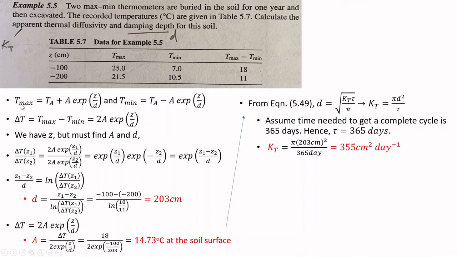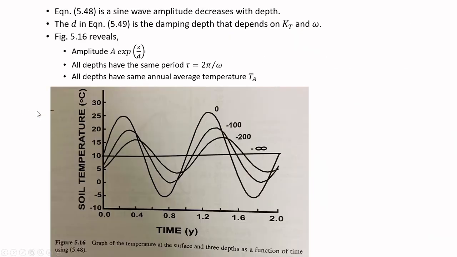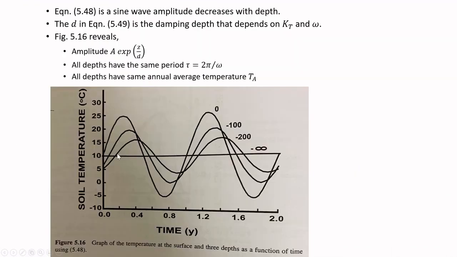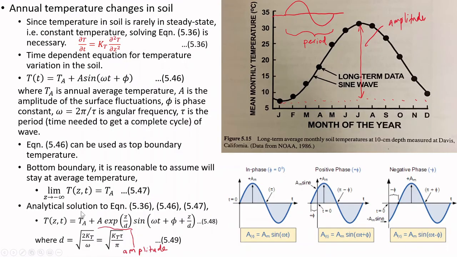From this, we can extract from the previous equation. T max is when TA plus the maximum point, and T min is when TA minus the minimum point. So when it is maximum, T must be TA plus the amplitude, so the sine should be positive 1.